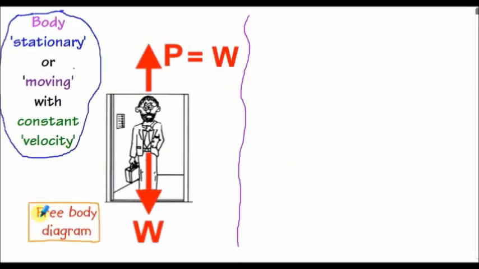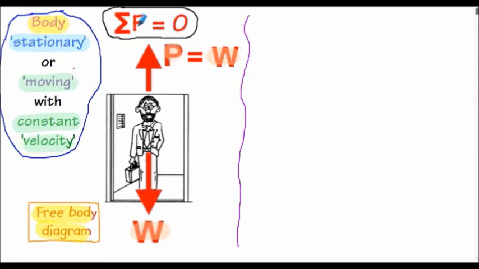So here's a free body diagram of a person, i.e. the body, standing in a lift. In this first scenario, the body could be considered stationary or moving with a constant velocity, but in either case, it's in the equilibrium position. In other words, all the forces acting on the body are in balance. So the upwards forces equal the downwards forces. So this is a scenario where force P, the pull from a cable, for example, is equal to the weight force acting down. So this is a Newton's first law problem where the summation of all the forces must equal zero for equilibrium.